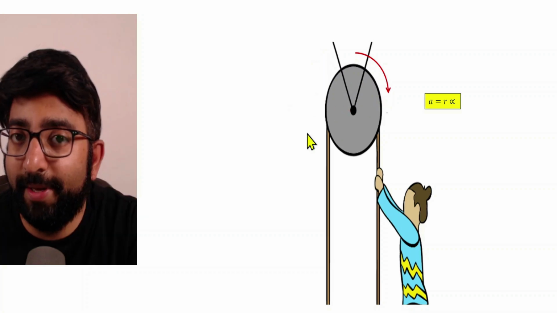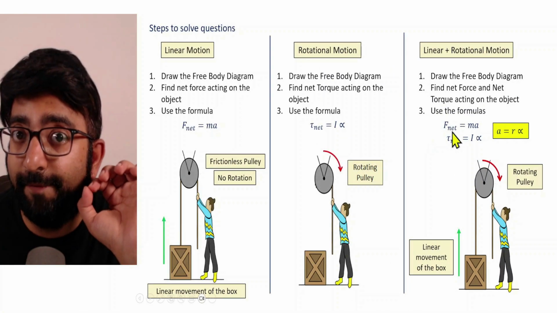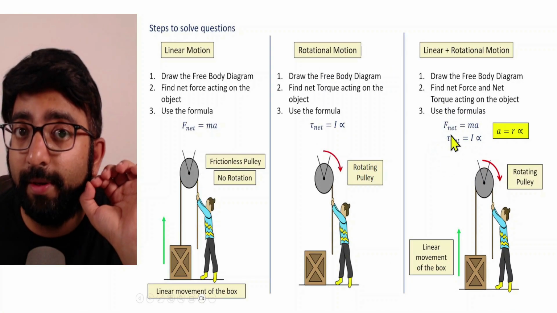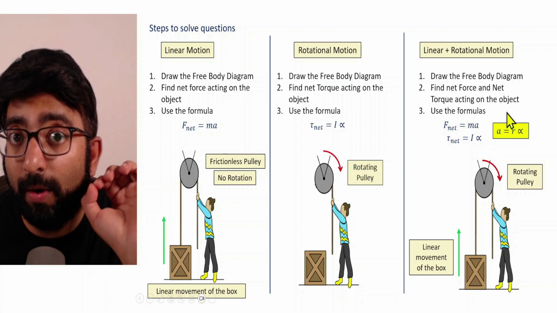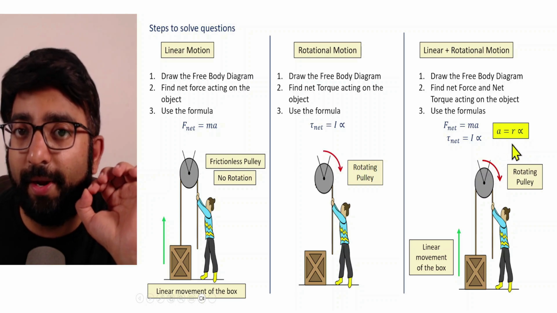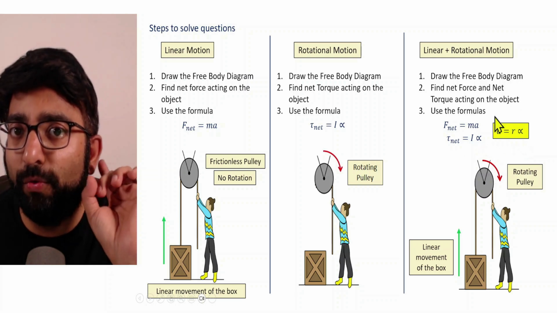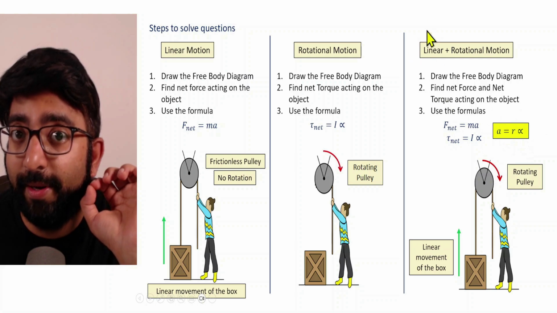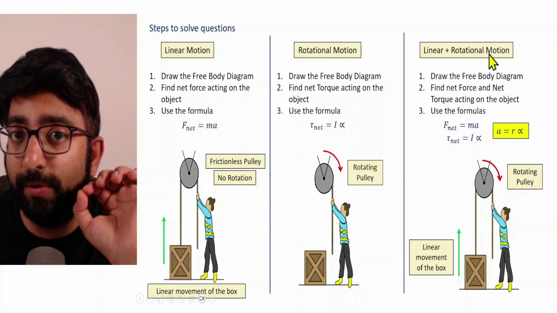So in the exam questions, please remember F net is equal to ma is to be applied with net torque is equal to I alpha, along with the formula which connects the linear acceleration with angular acceleration. But of course, this will be used only in that case where linear movement as well as rotational motion is happening.